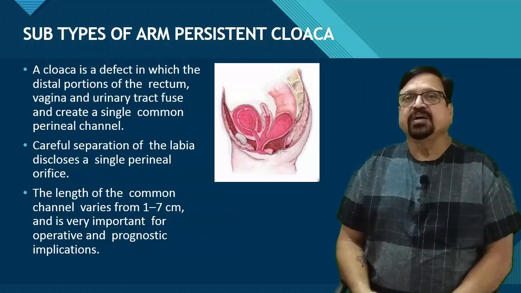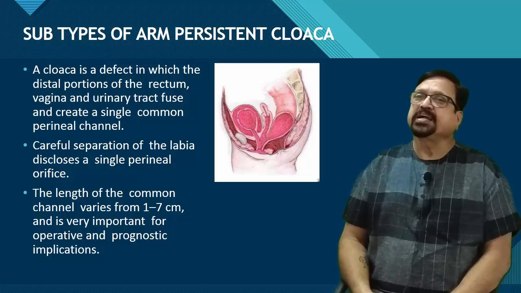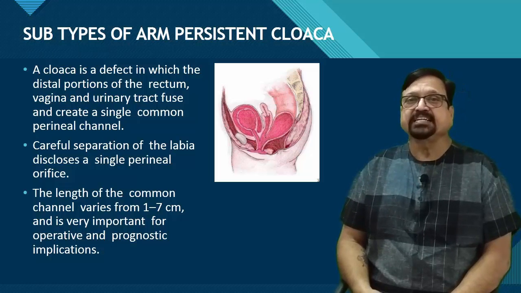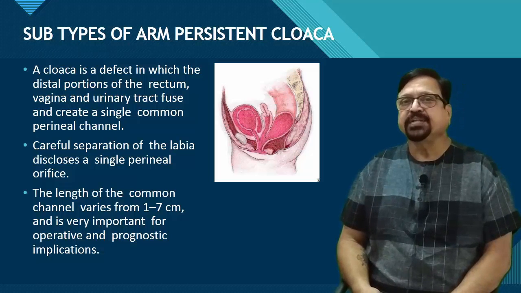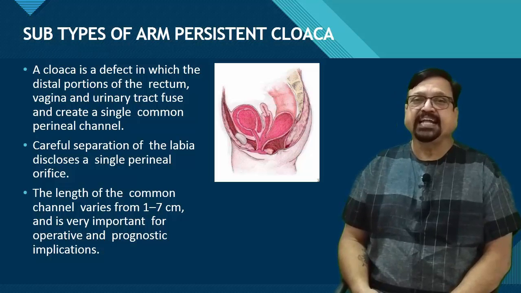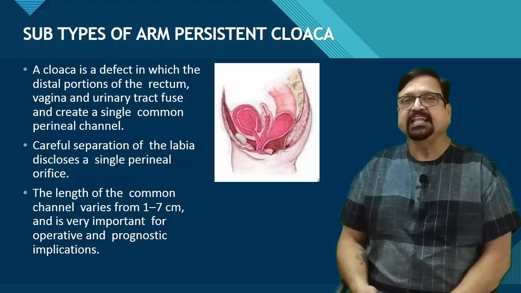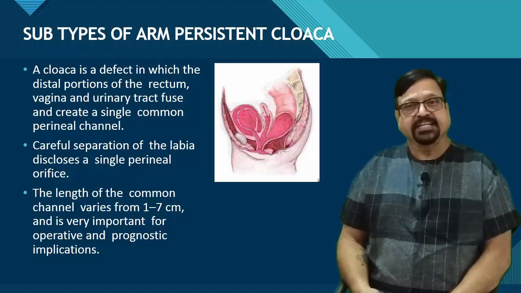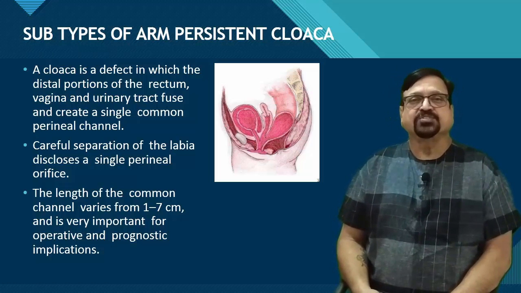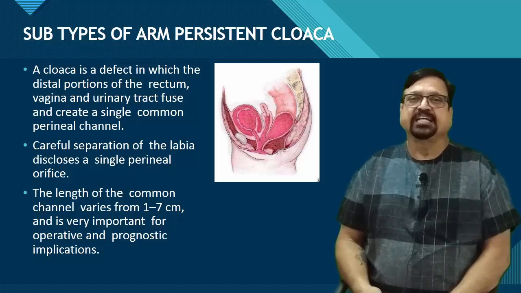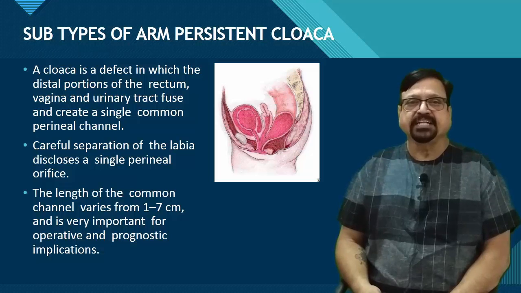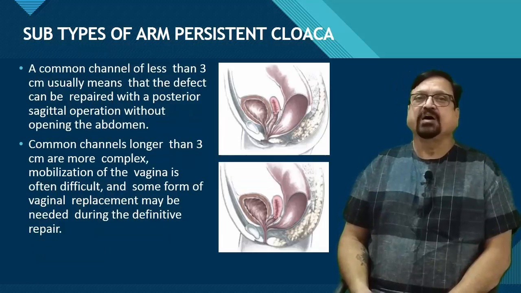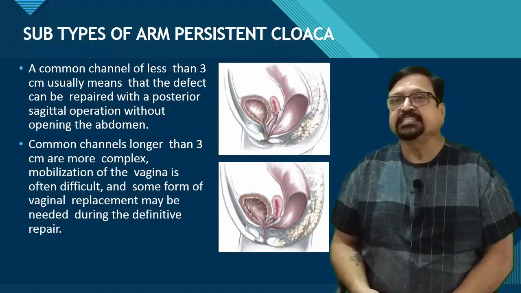Further subtype of ARM, persistent cloaca. The cloaca is persistent in this patient. A cloaca is a defect in which the distal portion of the rectum, vagina and the urinary tract fuse and create a single common perineal channel. A careful separation of the labia discloses a single perineal orifice. The length of the common channel varies from 1 to 2 centimeters and is very important for the operative and prognostic complications. Now, a further subtype of ARM, that is the persistent cloaca.